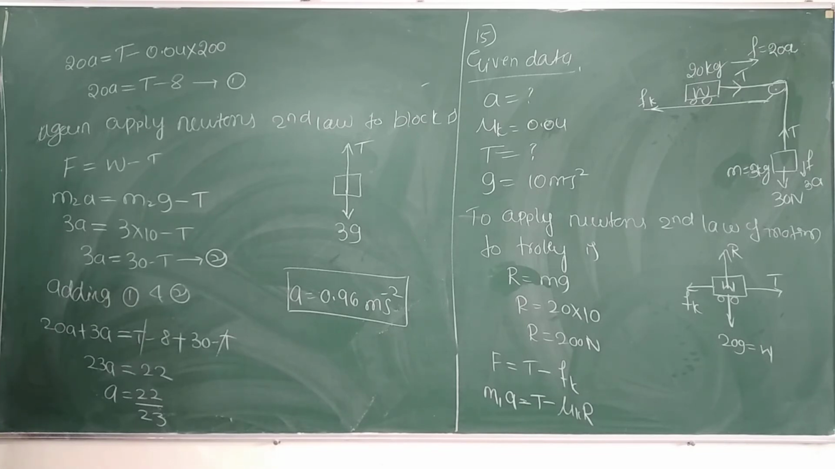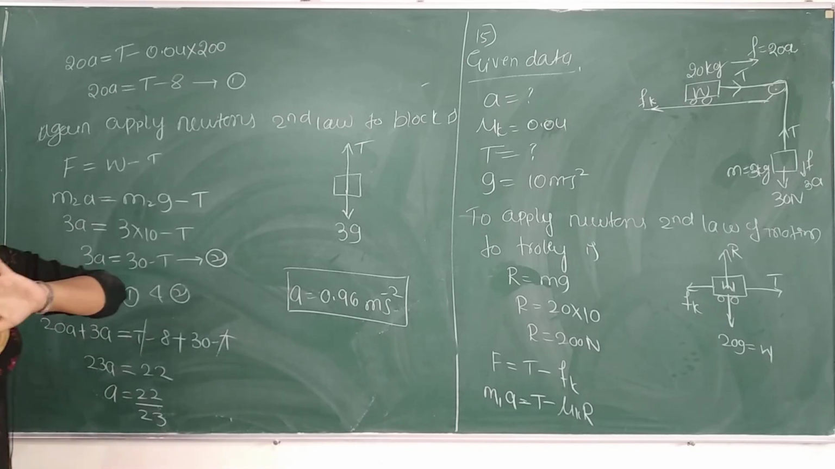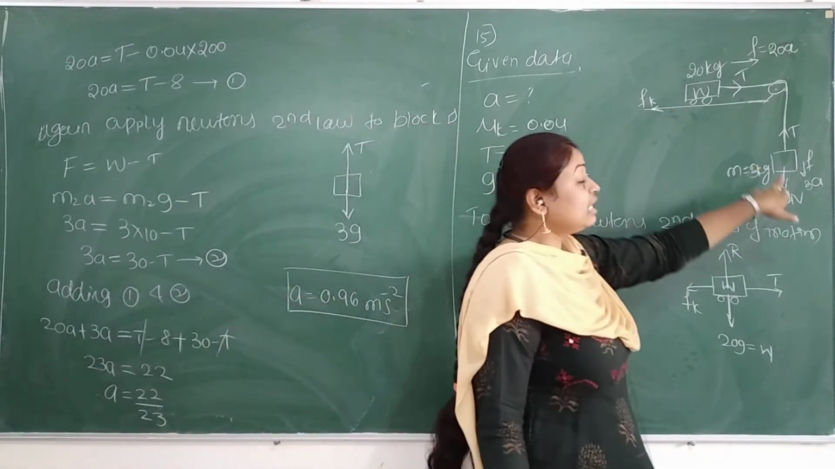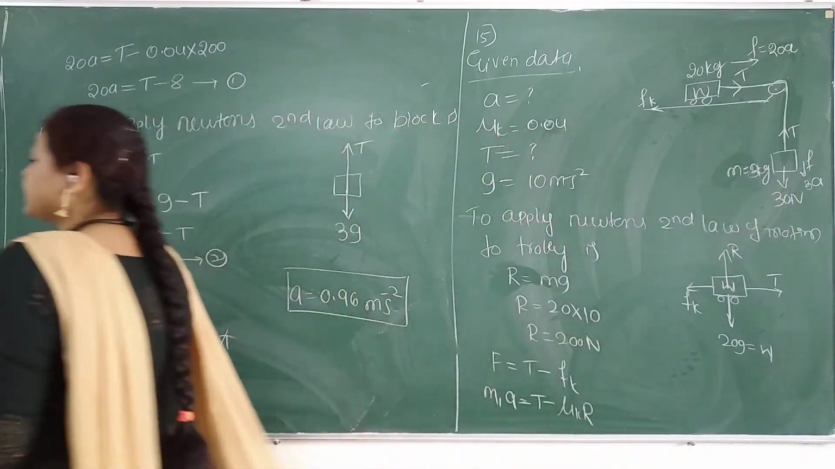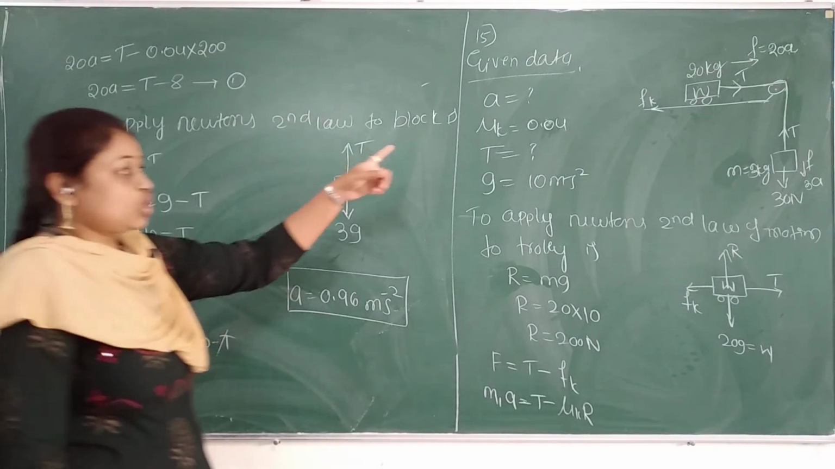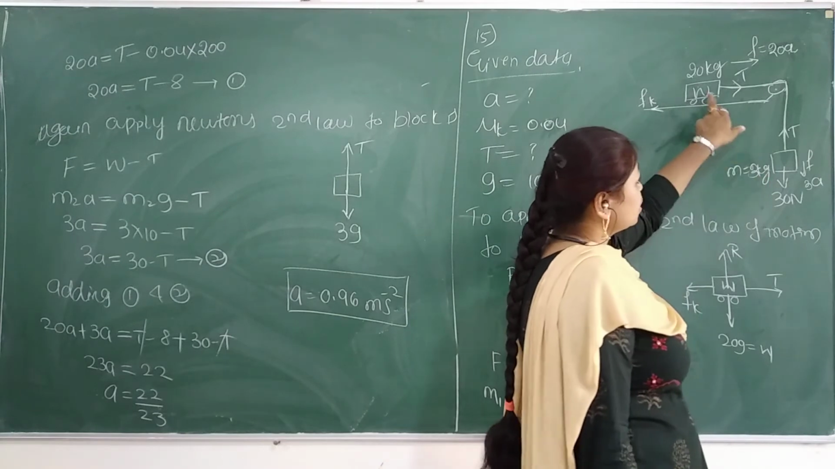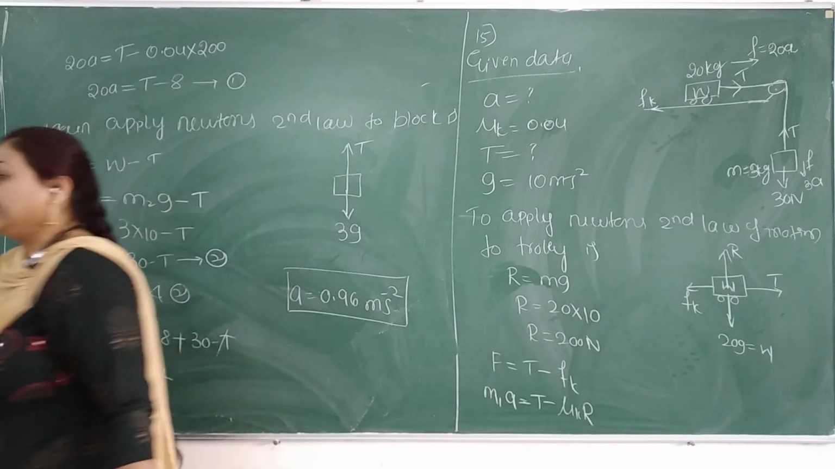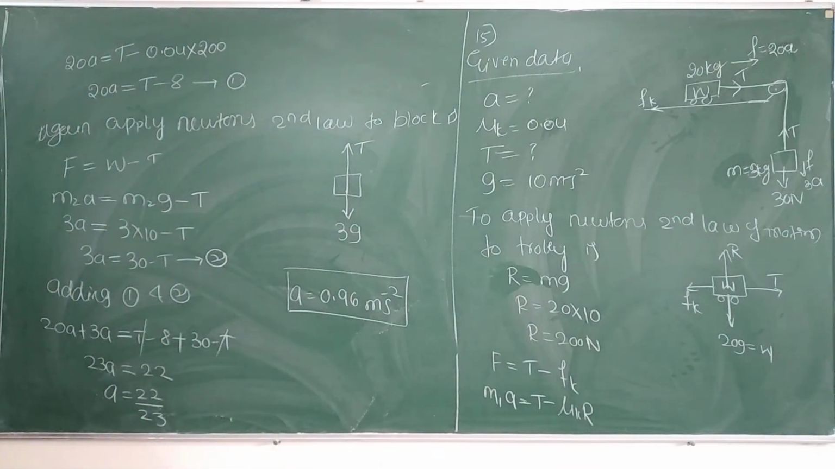Once again I will explain. See, they are given a figure and data, and they are telling us to calculate the acceleration of the block and trolley both. They are not asking for any separate one. The total system consists of the trolley and the block, and we need to calculate the acceleration of both. They are given the coefficient of kinetic friction between the trolley and the block, which is 0.04. And also they are telling us to calculate the tension.